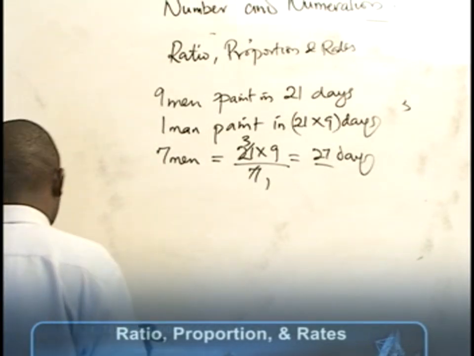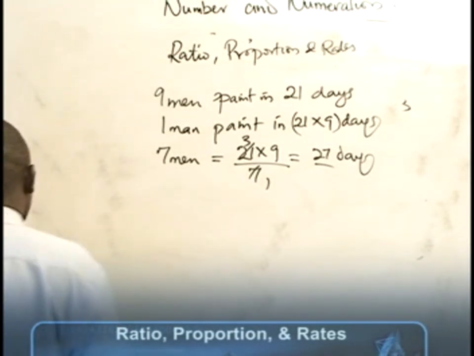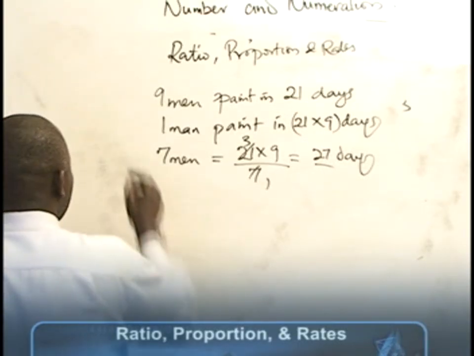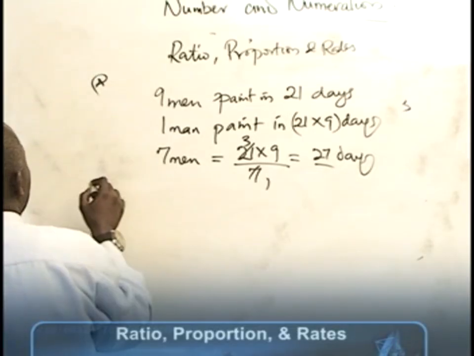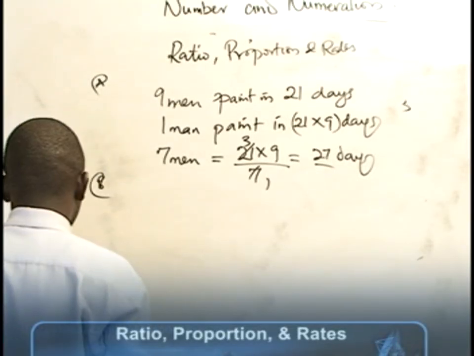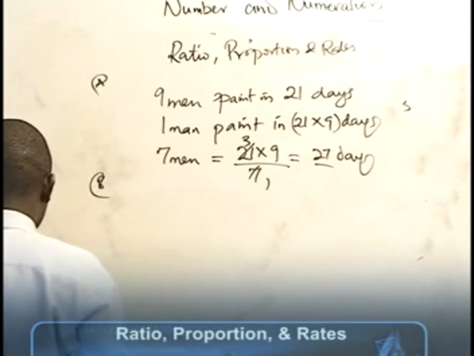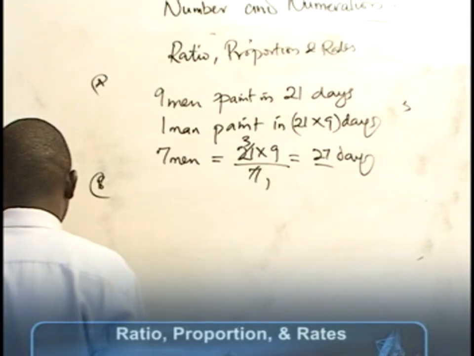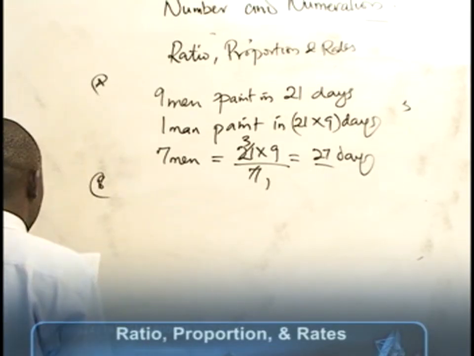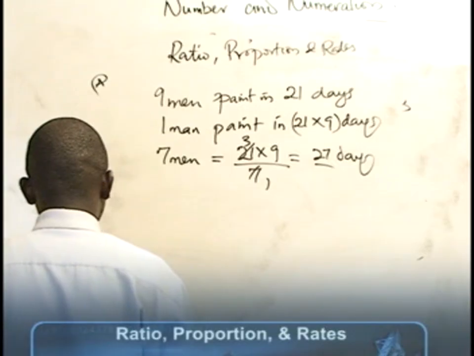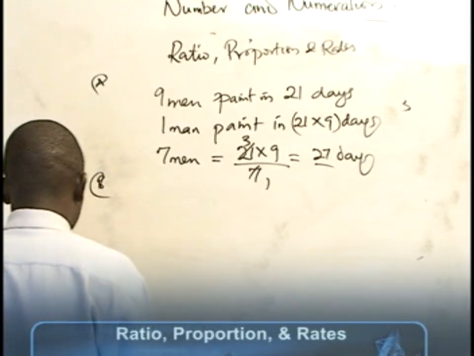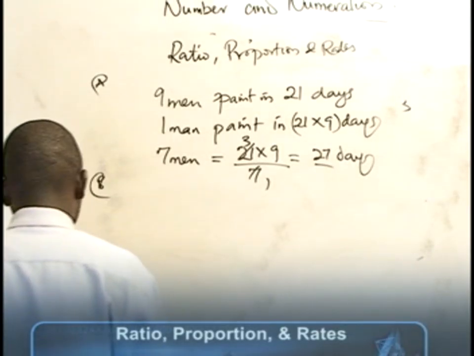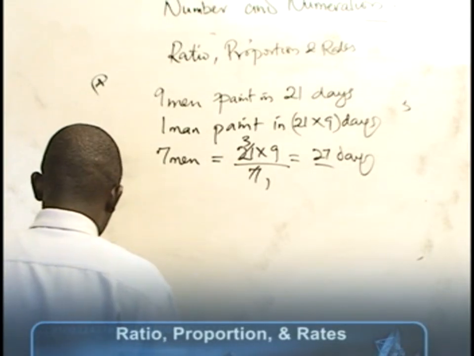A second example. A motorist reaches his destination in 3 hours 5 minutes. He reaches his destination in 3 hours 15 minutes by driving at an average speed of 60 kilometers per hour. At what average speed would he have to travel if he wanted to take his journey to 3 hours? Let's do this one together.